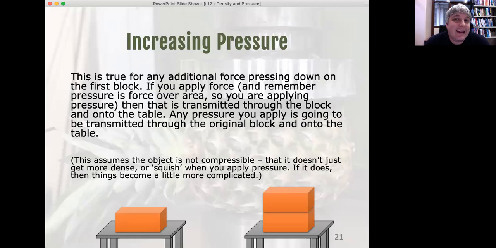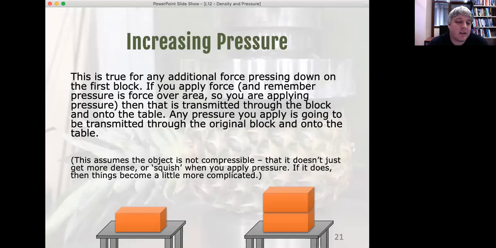This is true for any additional force. I used the example of putting a second identical block on top, but you could do any force. You could push down on the block. You could put a different type of mass on the block. You could do whatever you want to increase the force downwards on that block, which would increase the force onto the table from the block, therefore increasing the normal force back up and thus increasing the pressure between them. So you could increase that pressure any which way you want.